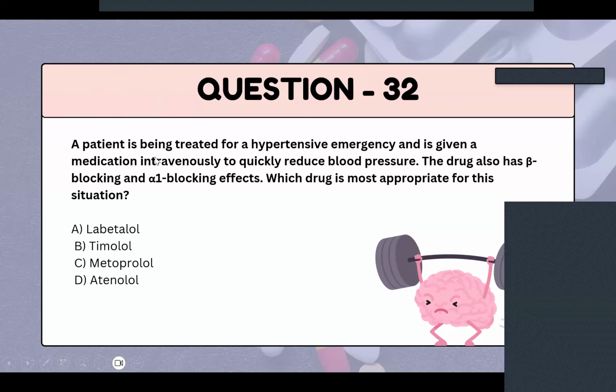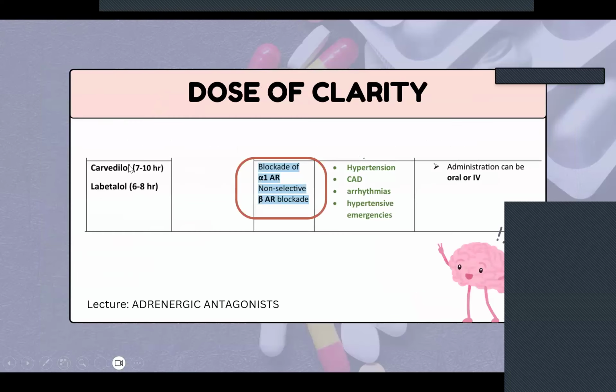Yes, you're right. The answer is A, which is labetalol. And how did we get to the answer? The keywords were the mechanism of action, beta blocking as well as alpha 1 blocking. And it can be administered intravenously for rapid blood pressure control in hypertensive emergencies. Whereas the other options, if we look at them, timolol is a non-selective beta blocker and it does not affect alpha 1 receptors. So that can't be the answer.